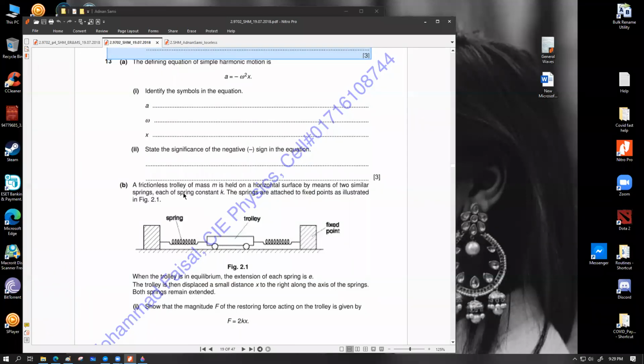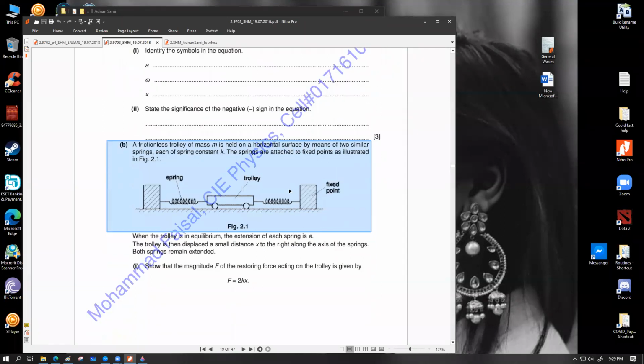A frictionless trolley of mass m is held on a horizontal surface by means of two similar springs each of spring constant k. The springs are attached to fixed points as illustrated in figure 2.1. When the trolley is in equilibrium, the extension of each spring is e. The trolley is then displaced a small distance x to the right along the axis of the springs. Both springs remain extended.